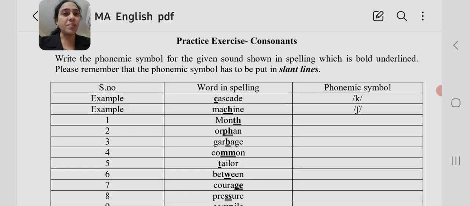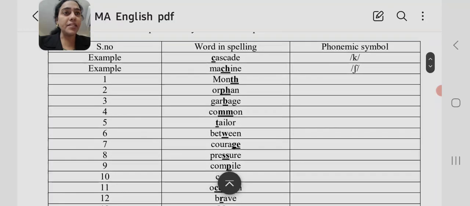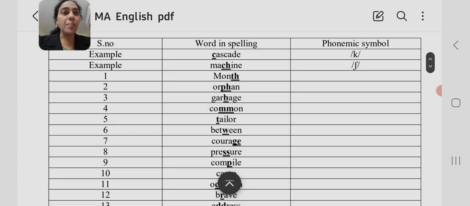What is a phonemic symbol and why is it important to learn phonemic symbols in English? In front of you, you can see this tabular column, with the words given in the middle column and the phonemic symbol towards your right. What you need to observe: a phonemic symbol is a symbol of a particular sound in a word in English.